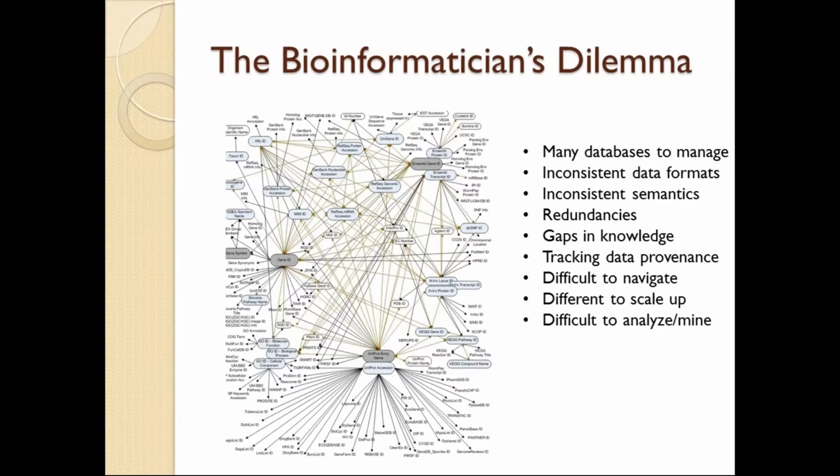maintained well. So you have all kinds of problems: inconsistent data formats, because people don't do it to the fullest and they're not professionally trained. And they sometimes have inconsistent semantics. For example, what you call a gene may be different from one database to another.